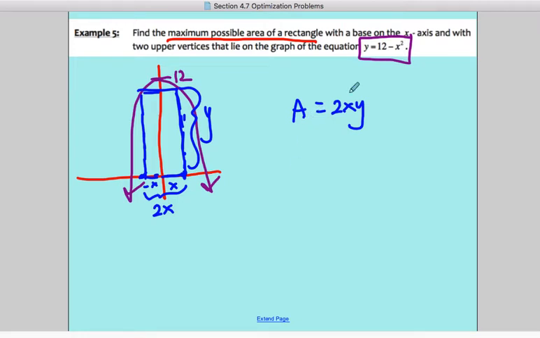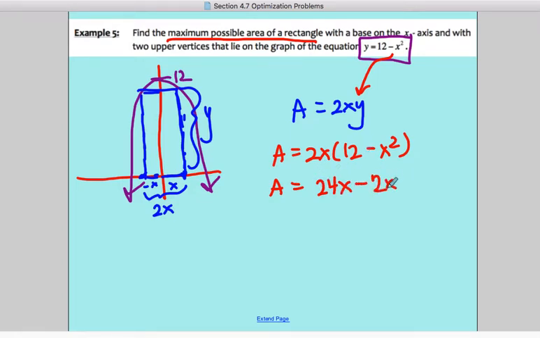And then my other equation is already here, and it's already solved for me. So I just have to take this and plug it in for y. So my area will equal 2x, and then my y, so 12 minus x squared. To make life easier, I would distribute before we take the derivative. Otherwise, you would have to do a product rule. Okay, so there's my area equation.